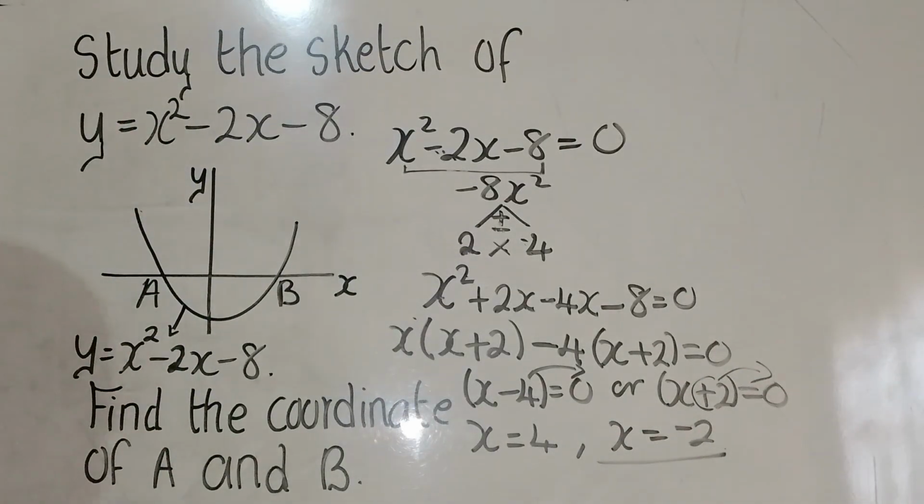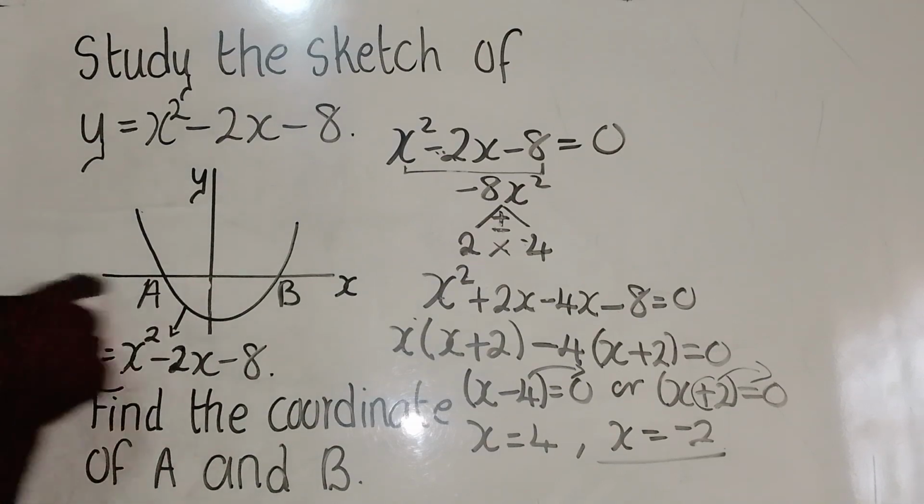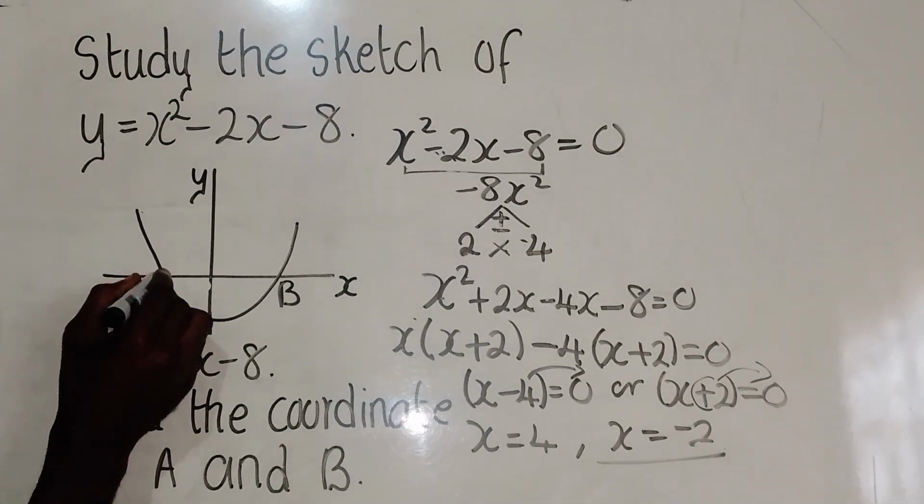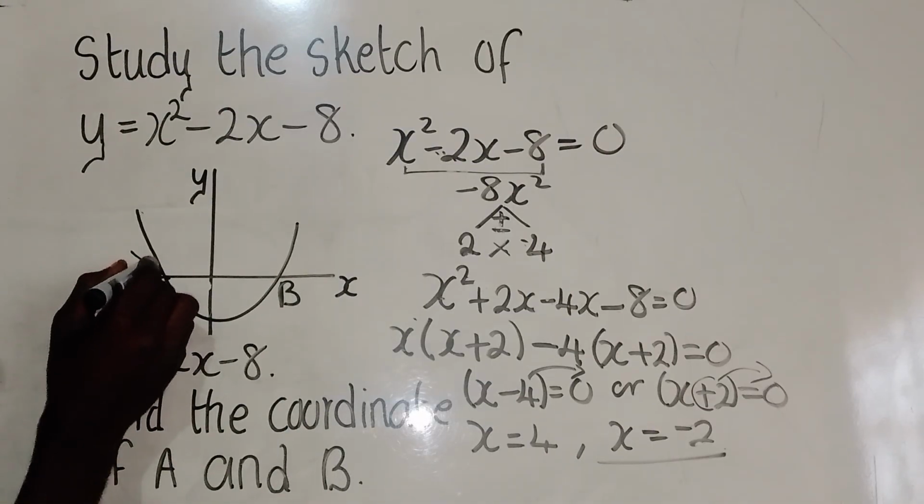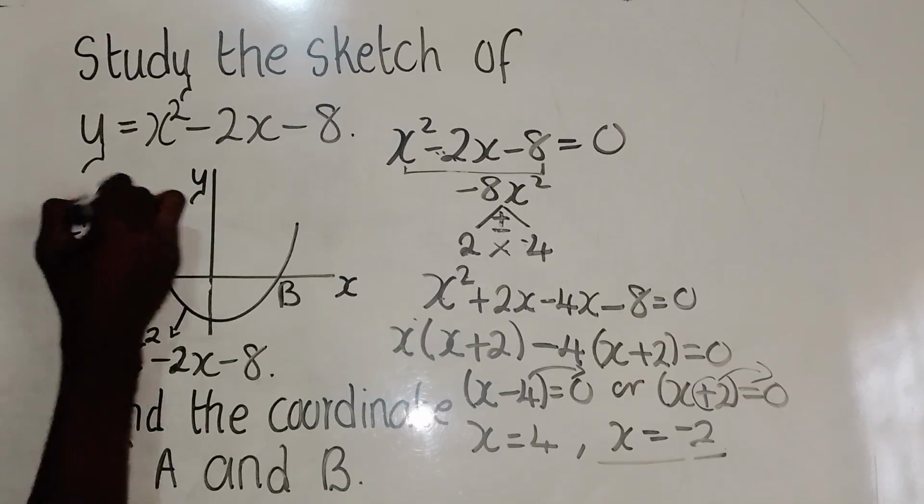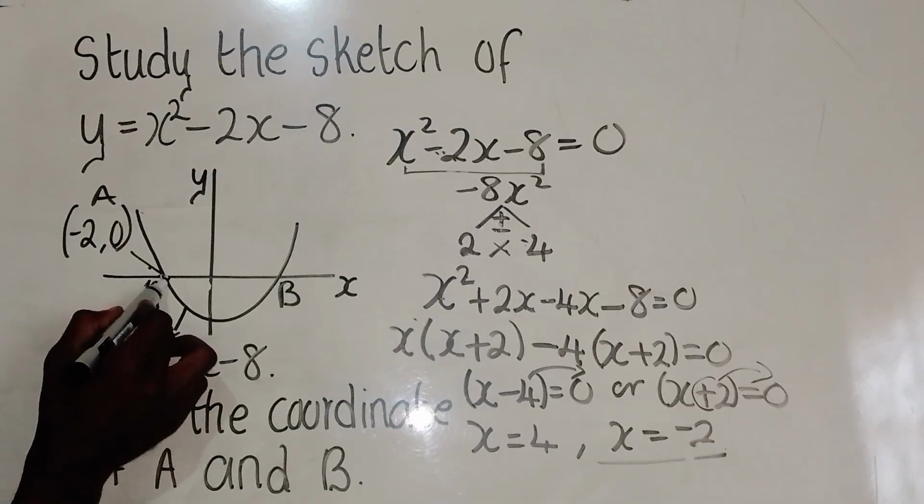So this simply means this. This negative 2 simply means it is here, because from this 0, going this side it is negative. From here, going this side it's positive. So at point A, the coordinates for point A are supposed to be negative 2, 0. Why are we putting a 0? Because the value for y here is 0.